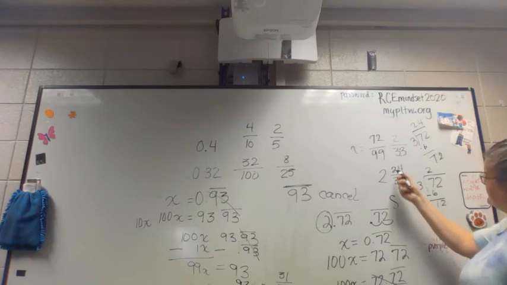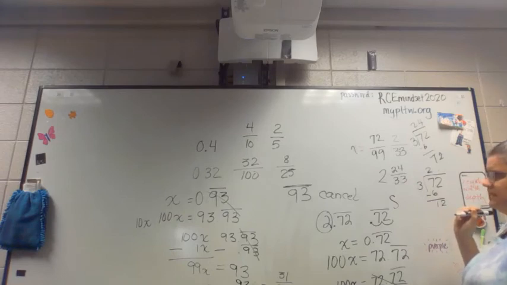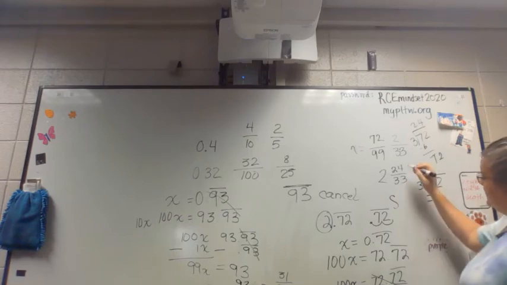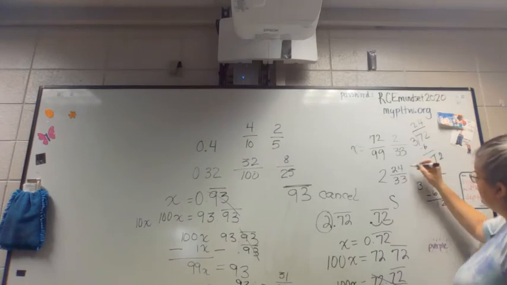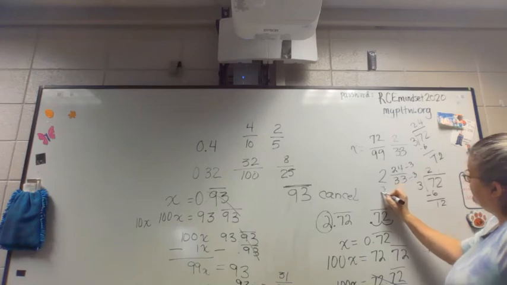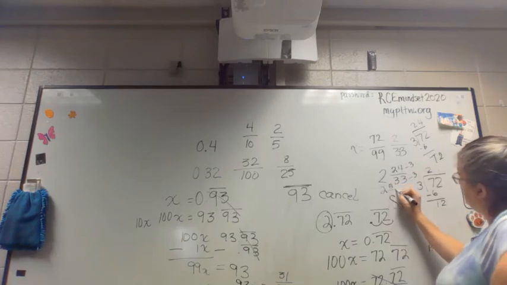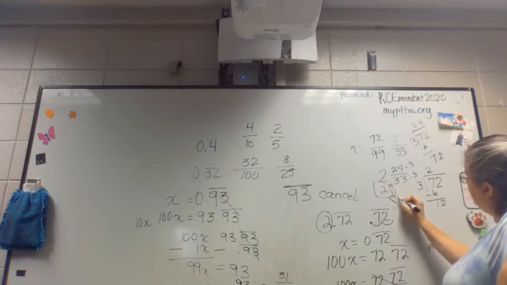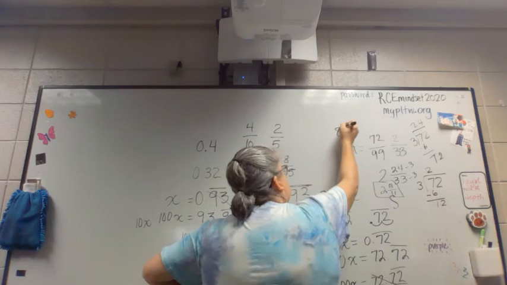So the cool thing is, 2 plus 4 is 6, right? And 3 plus 3 is 6. So both of these can be divided by 3. So I'm going to divide by 3 and divide by 3, and actually the final answer is 2 and 8/11ths.